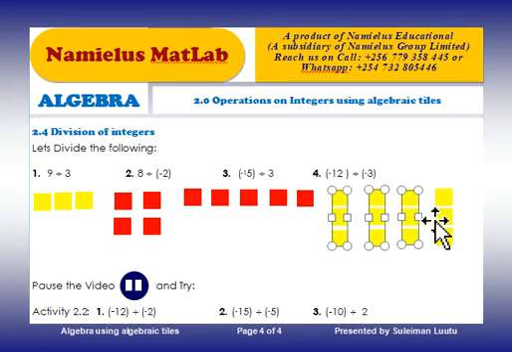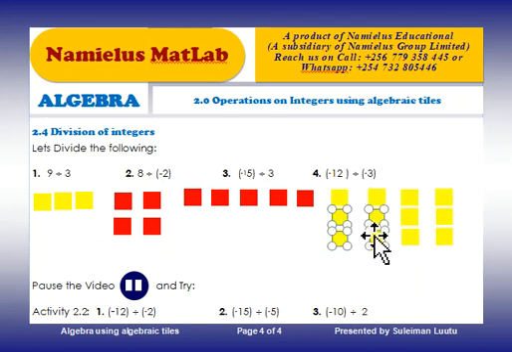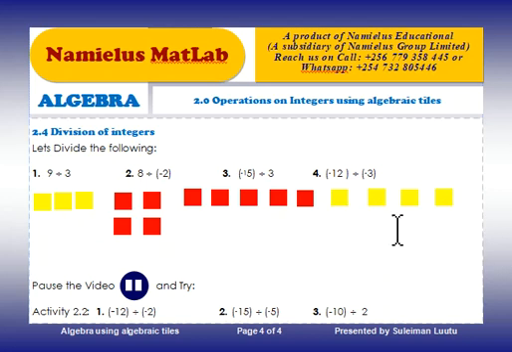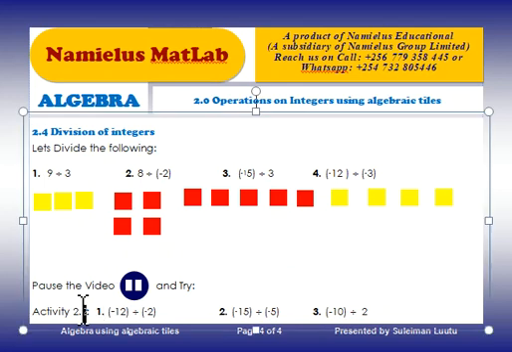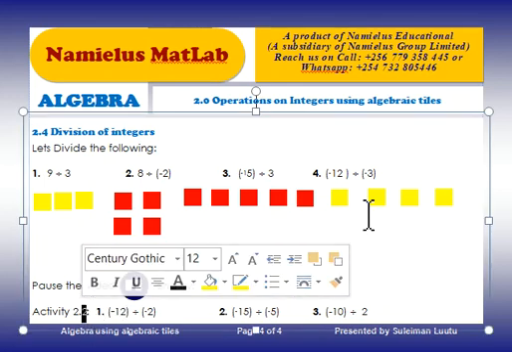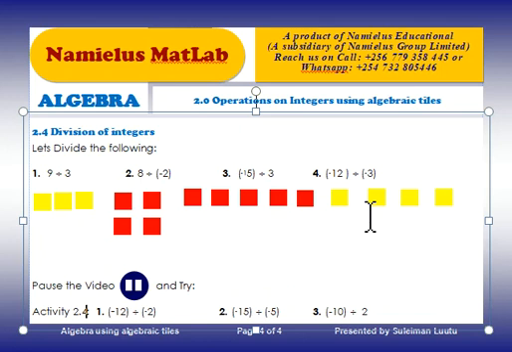And then we are going to get how many groups? This is 1 group, 2 groups, 3 groups, 4 groups. We remove this, and then we remain with 4 tiles which are positive. That means when we divide negative 12 by negative 3, we get positive 4. The negative and the negative will form a positive. So when we go here, you have to pause the video a bit and then try activity 2.4, which has 3 numbers on division.